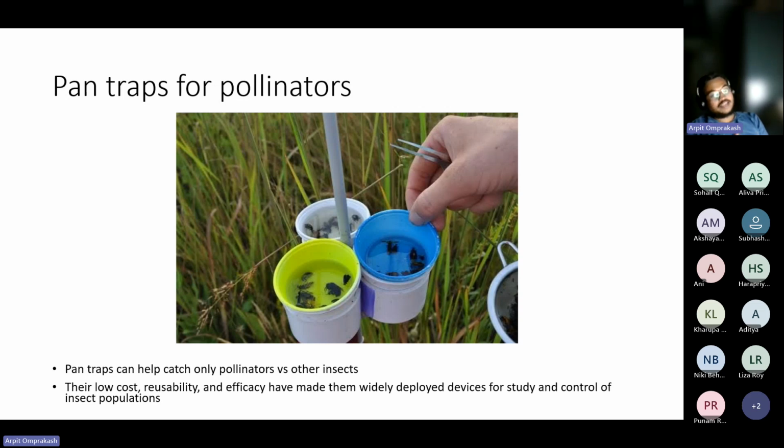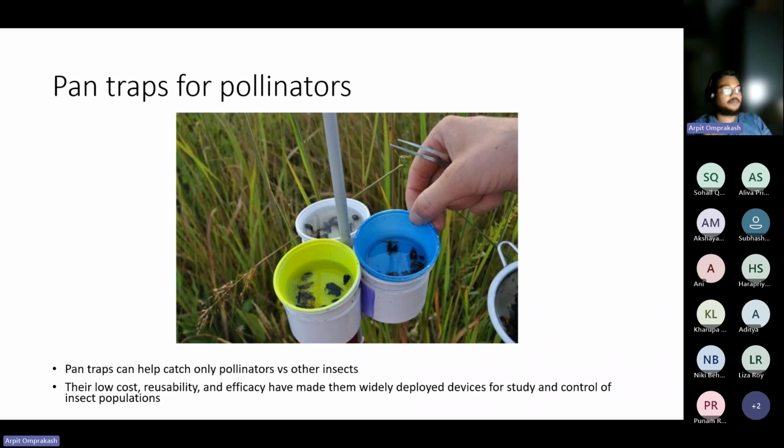So pan traps are very effective for pollinators because pollinators are attracted to all these different colors. Pan traps can be used to catch pollinators, whereas pitfalls and funnel traps can be used to catch all different kinds of insects that might be present. Based on the proportion of individuals you get from pan traps and from insect traps, you can determine the proportion of pollinators among insects in a given area.